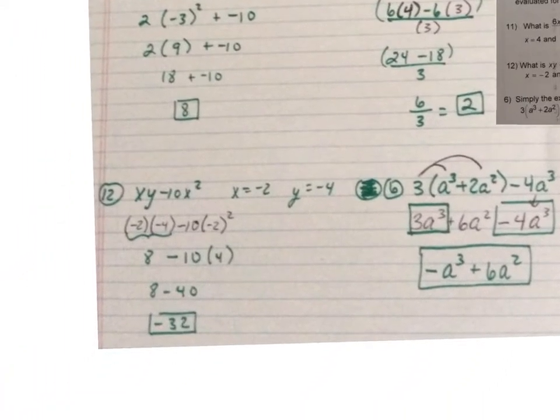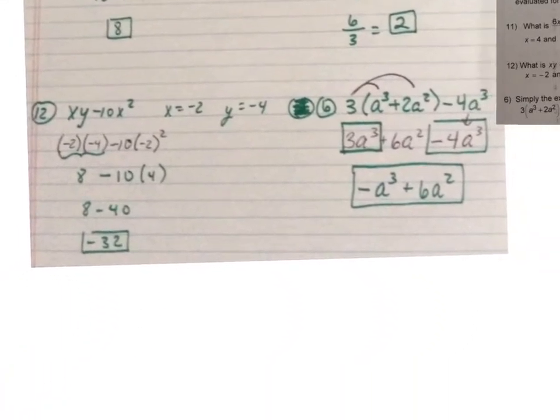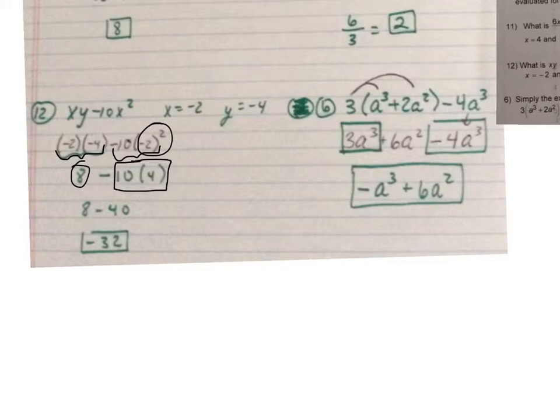Now, the next one I'm going to go over is number 12 and number 6. Okay, in number 12, I have x times y minus 10 times x squared. I simply just plugged in the -2 for x and -4 for y. Notice right here, I got -2 times -4, which is 8. And then right here, 10 times -2, sorry, I had to do this first, which was -2 squared, which is 4. And I brought the -10 down, so -10 times 4 is actually -40. So 8 minus 40 is a -32.